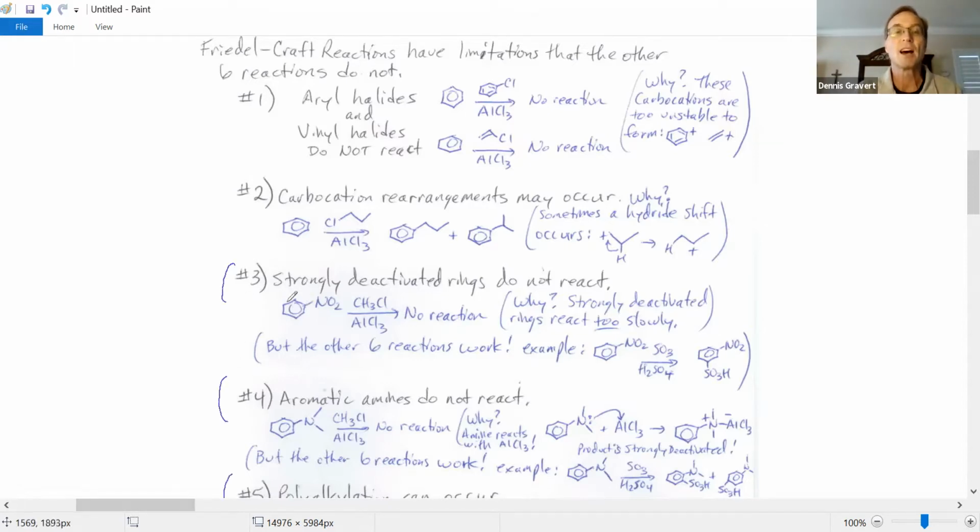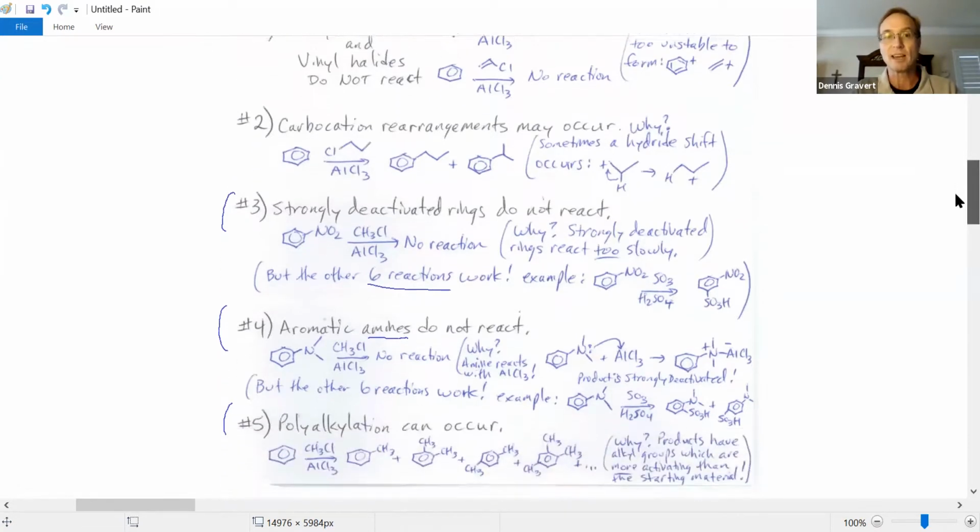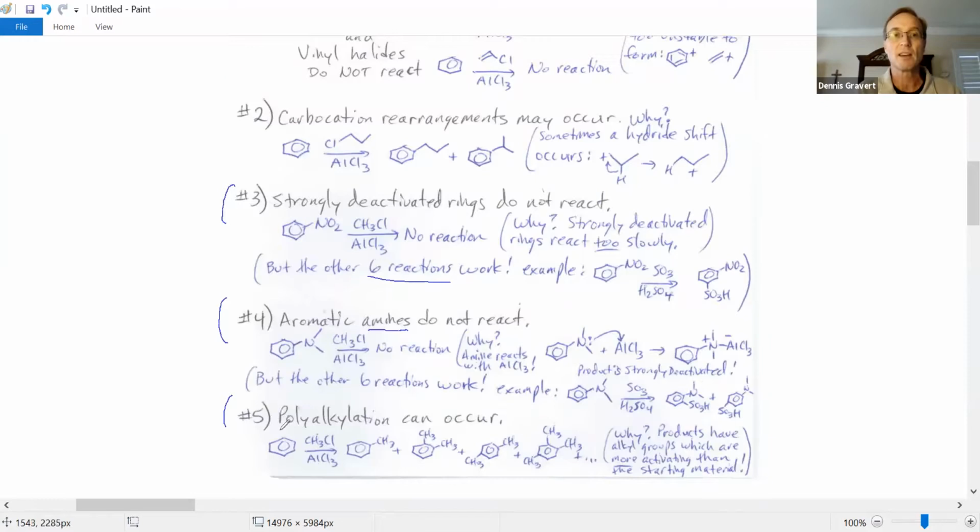Actually, these three. The third limitation is that if you have a strongly deactivating group on benzene, Friedel-Crafts reactions shut down. Both alkylation and acylation reactions turn off. They don't work. The other 6 reactions work, though. It's just for Friedel-Crafts. And then number 4, if you have an amine on the benzene ring, it shuts down the Friedel-Crafts alkylation and acylation as well. And then Friedel-Crafts alkylation had limitation number 5, of going and going. It doesn't stop. It polyalkylates, more than one group adds on.